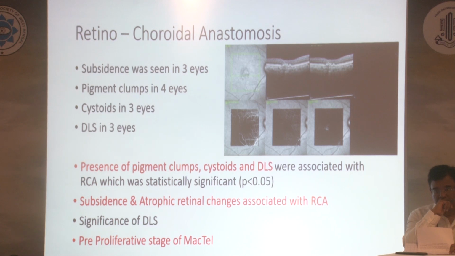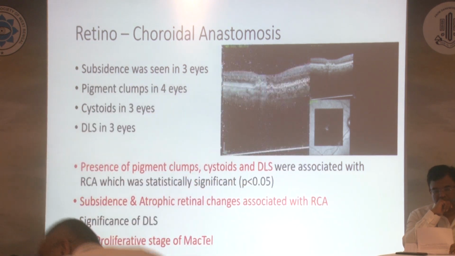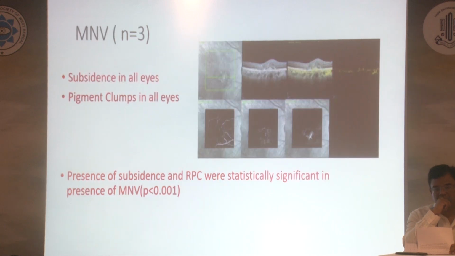So this is very, very important, because I believe, or we believe, that this is a possible flag to tell you that SRNVM is going to happen. You can see the double layer sign there. And when you had an MNV, all of these patients had pigment clumps. So that is advanced stage of pigment dispersion.